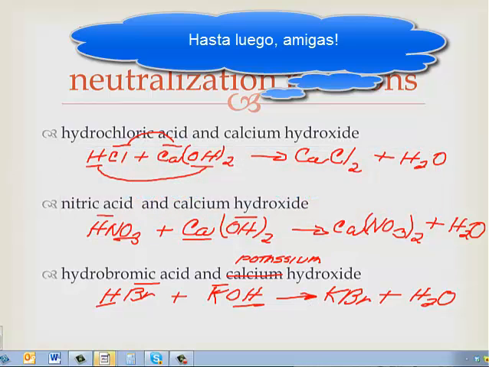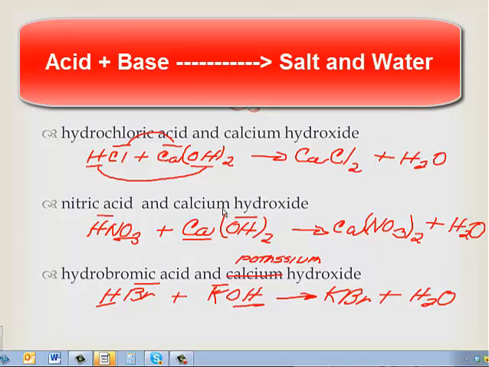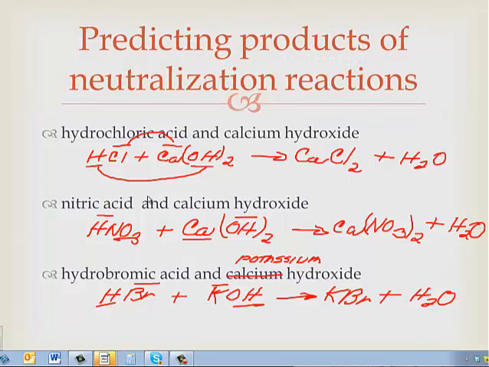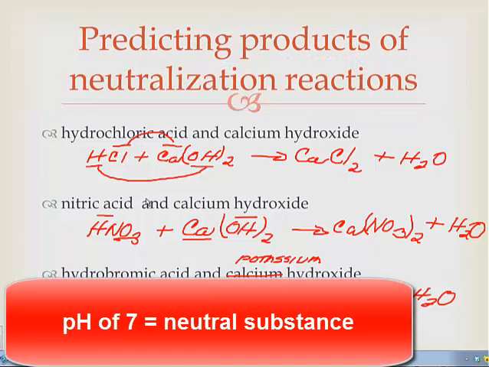Any questions you have, we can answer those in class. And that's basically it for neutralization reactions. Acid plus a base yields a salt plus water. Does it always produce a pH substance of 7? Not necessarily, but that's a lesson for another day.